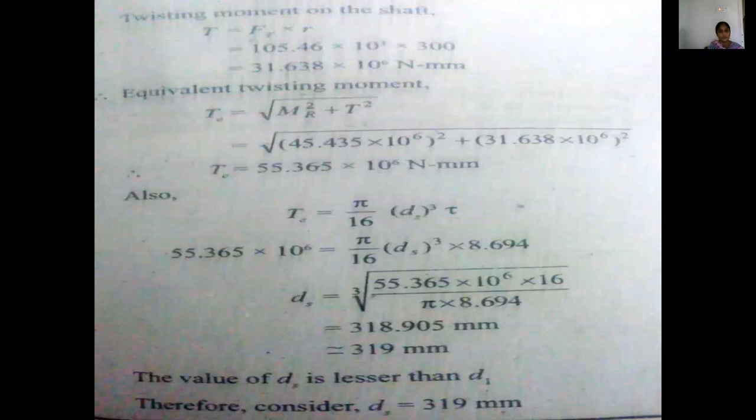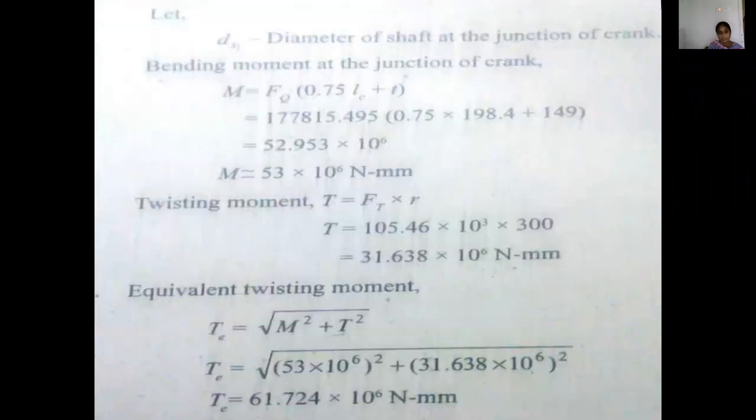Okay. Also, TE is nothing but 5 by 16 ds cube into tau. You will now substitute all the values. Equivalent twisting moment is equal to 5 by 16 into ds cube into 8.694. Okay, then you will get the diameter of the shaft, 390 mm. The value of ds is less than the d1. Therefore, consider ds is equal to 390 mm.